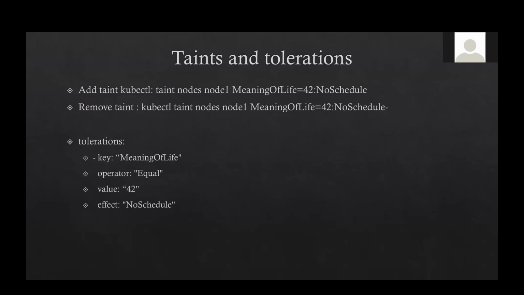Taints and tolerations, we talked about that. We actually briefly talked about all of those four. So if there is a taint, meaning of life is 42, then we need to have that toleration for things to schedule on there, right? And this is how we would write a toleration in our spec. It's part of the pod spec.